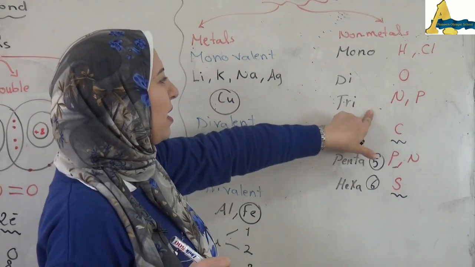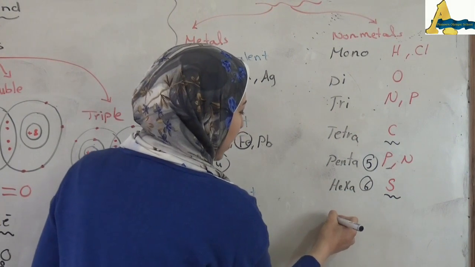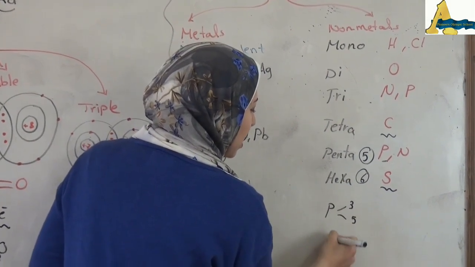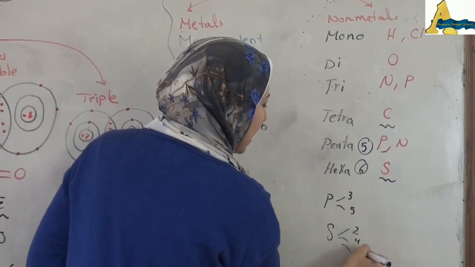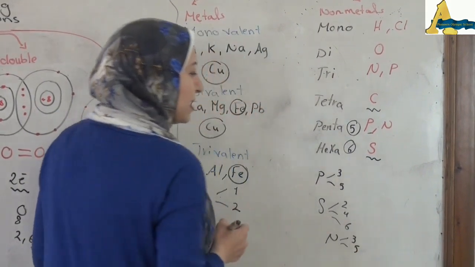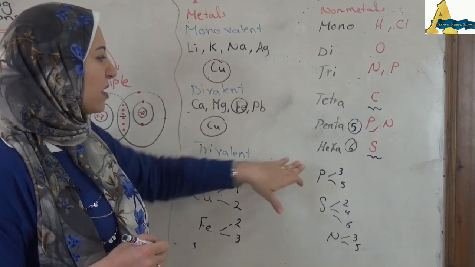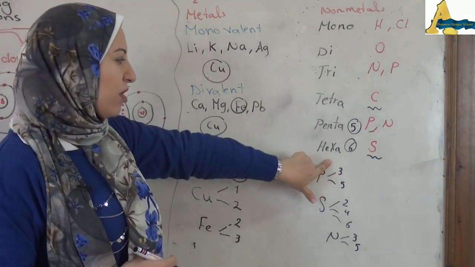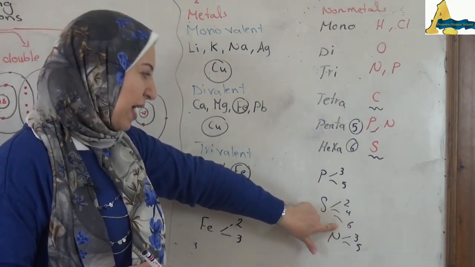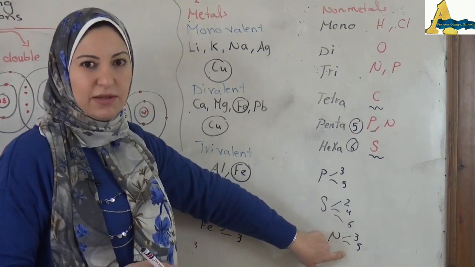So we can note that nitrogen and phosphorus have more than 1 valency. We can say that phosphorus can be 3 or 5, sulfur can be 2, 4, and 6, and nitrogen can be 3 and 5. So if I said complete, some nonmetals have more than 1 valency, such as phosphorus, that can be trivalent and pentavalent, sulfur, that can be di, tetra, and hexa, and nitrogen, that can be trivalent and pentavalent.